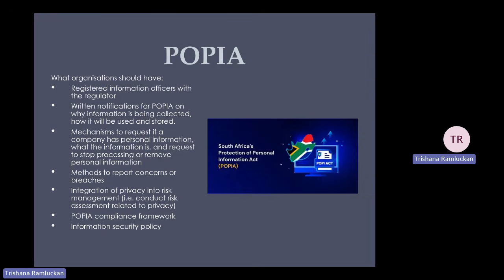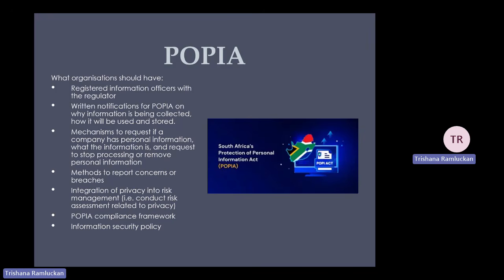is of this information. Mechanisms to request if a company has personal information, what the information is, and to request to stop processing or remove personal information. So you have a right to actually say, I do not want my gender to be revealed, for instance, or race is another one, which is the typical example.